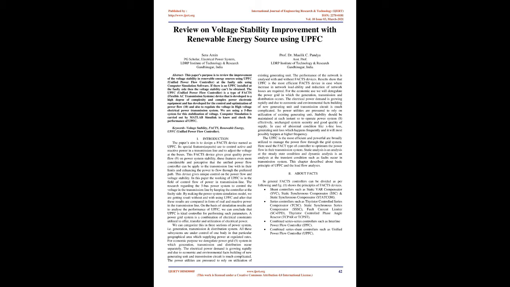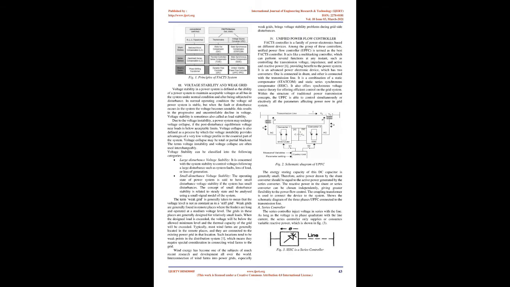For the economic use we will deregulate the power grid in which the generation, transmission, and distribution occur separately. The electrical power demand is growing rapidly, and due to economic and environmental facts building new generating units and transmission circuits is much complicated. So power utilities are pressured to rely on utilization of existing generating units. Stability should be maintained at each instance to operate the power system effectively, with unchanged system security and good quality of supply.